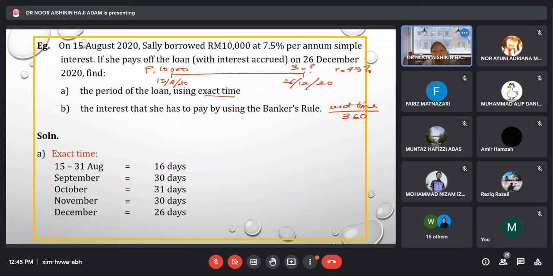Understand, class? So total them up, we get 133 days. That is the period of the loan, 133 days. Then what do you want to find? Interest that she has to pay by using the banker's rule. Okay, the formula is exact time over 360. We get the exact time, 133 days. So you just divide by 360.